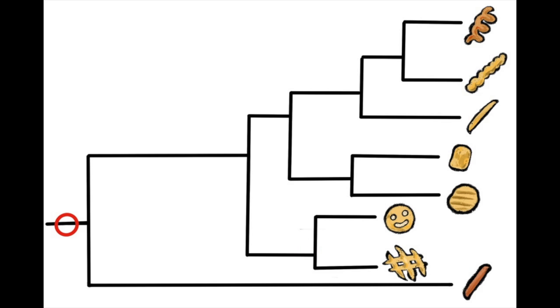We can actually best see anagenesis, evolution within a single lineage over time, at the very beginning before our tree diverged into sweet potatoes and regular potatoes. This is marked by the red circle.